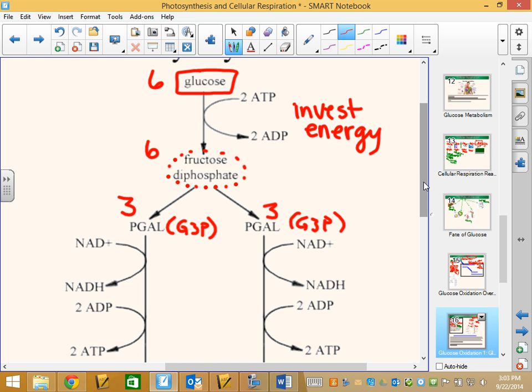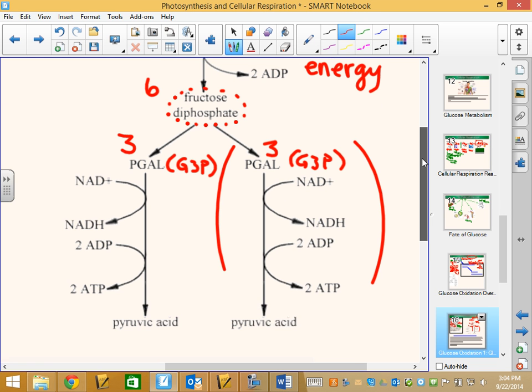So the first part of glycolysis is glucose, a 6-carbon molecule. I invest some energy in the form of ATP, and then I end up getting 2 3-carbon molecules. And then each of those 3-carbon molecules undergoes the same process. So perhaps, instead of writing down both sides, you just want to indicate the same thing happens twice.